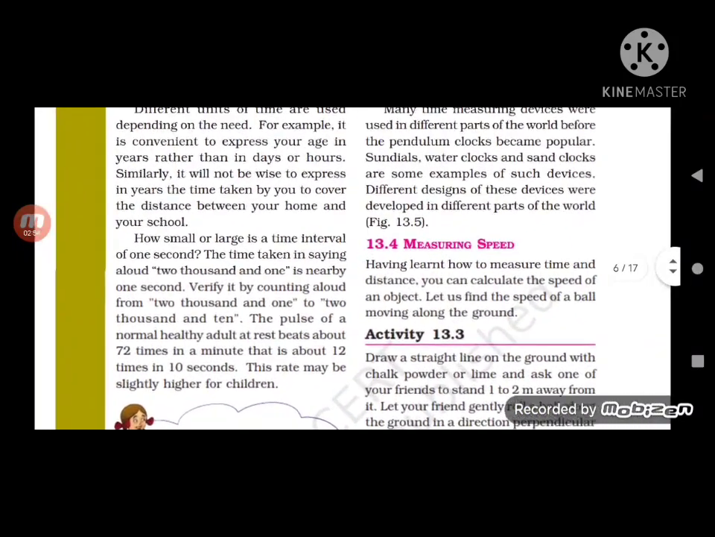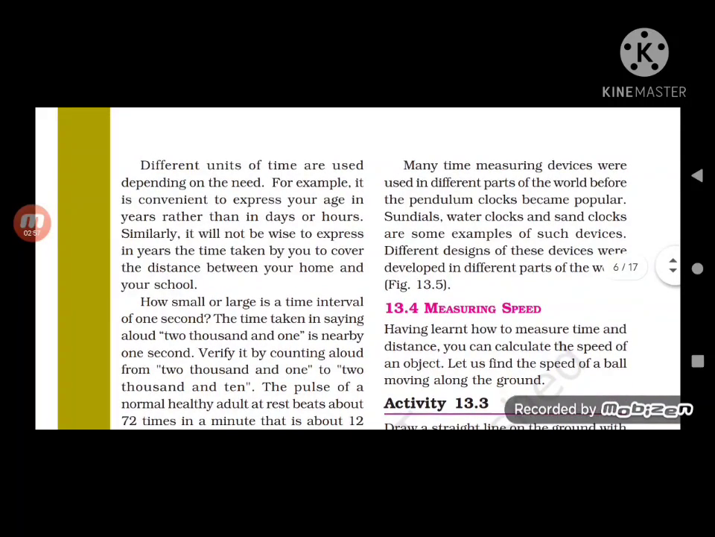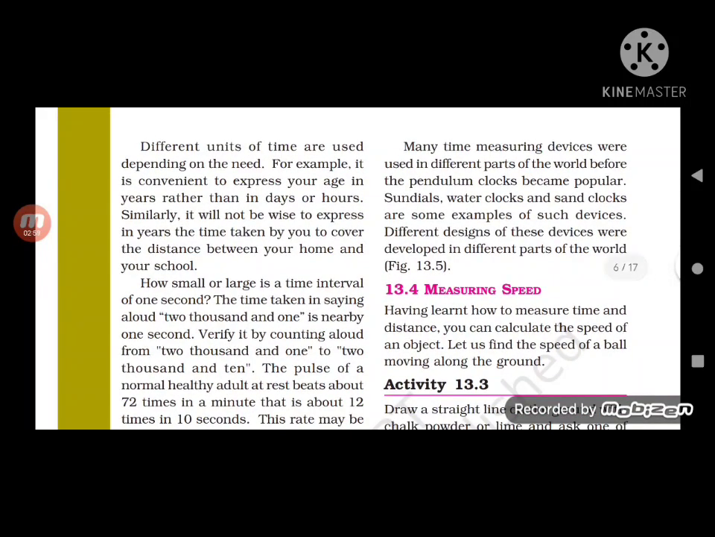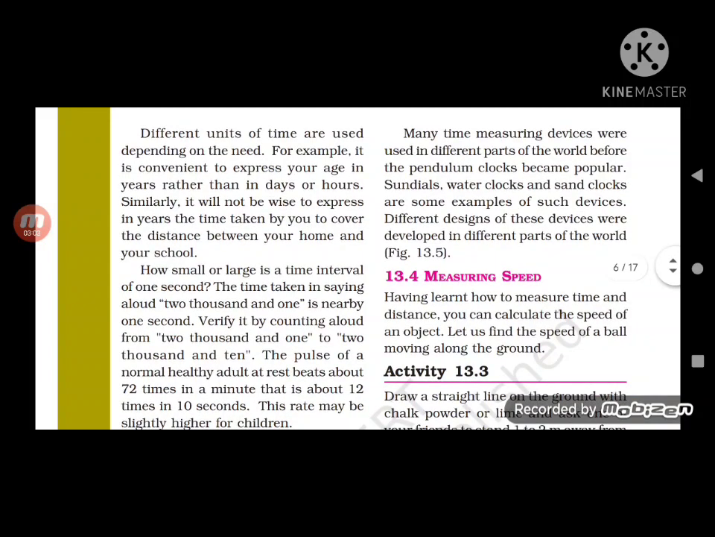So different units of time are used depending on the need. For example, it is convenient to express your age in years rather than in days or hours.